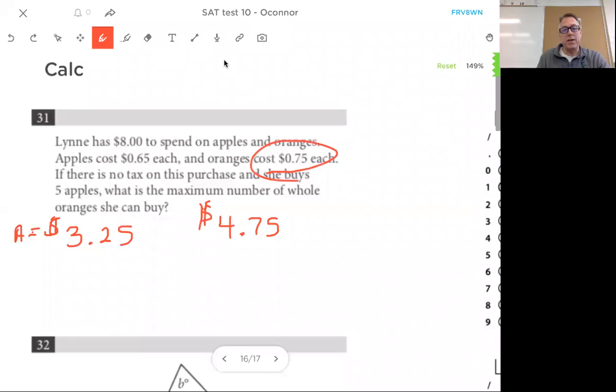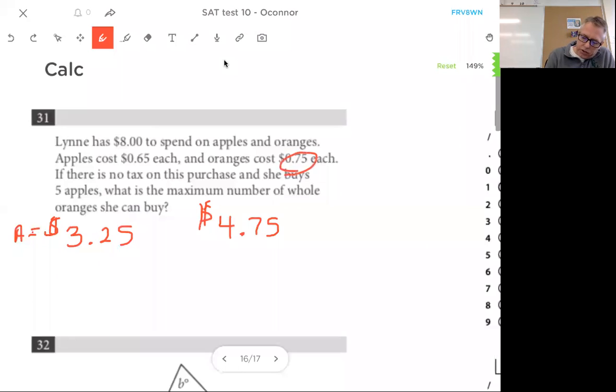Oranges are 75 cents each. So I could do 4.75 divided by 75 cents on my calculator. It wants us to know the maximum number of whole oranges she could buy. You have to be careful if you do that, because it's not a round up or round down situation. You would always round down in that case. And maybe I'll show you why here.